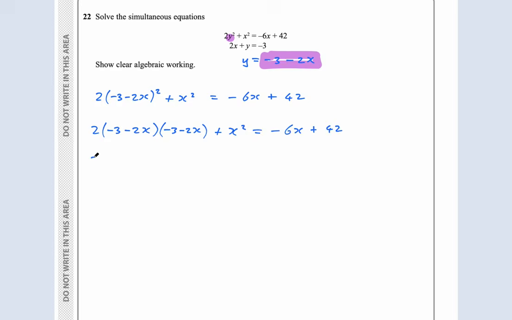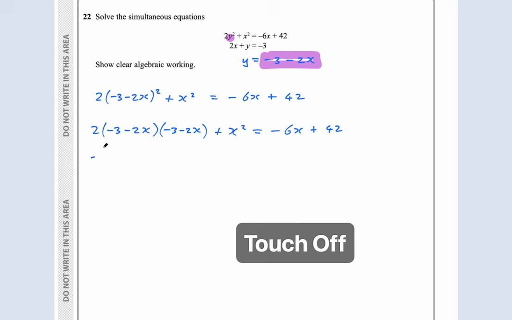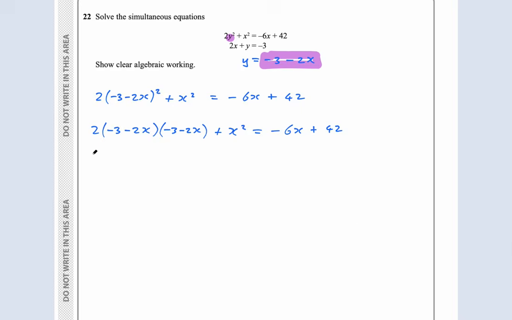I'll still wait, guys. I won't multiply by 2 yet. I'm going to do minus 3 times minus 3 is 9. Minus 3 times minus 2 is plus 6x, sorry. This times this is plus 6x, and this times this is plus 4x squared. Plus x squared, this one, equals minus 6x plus 42.